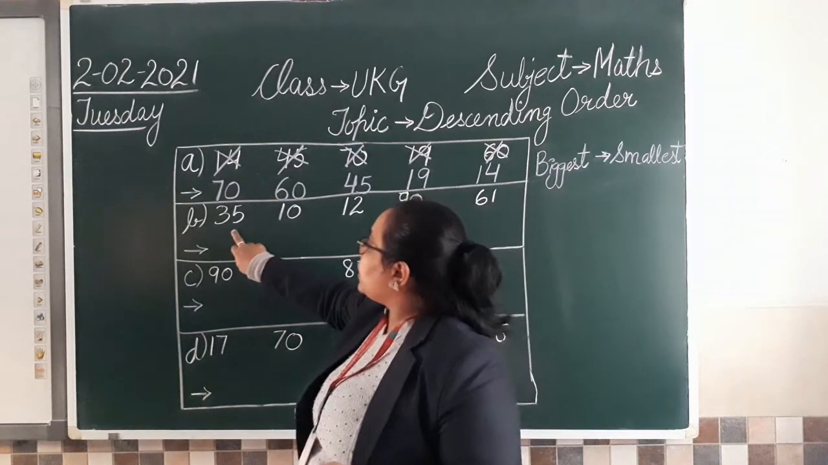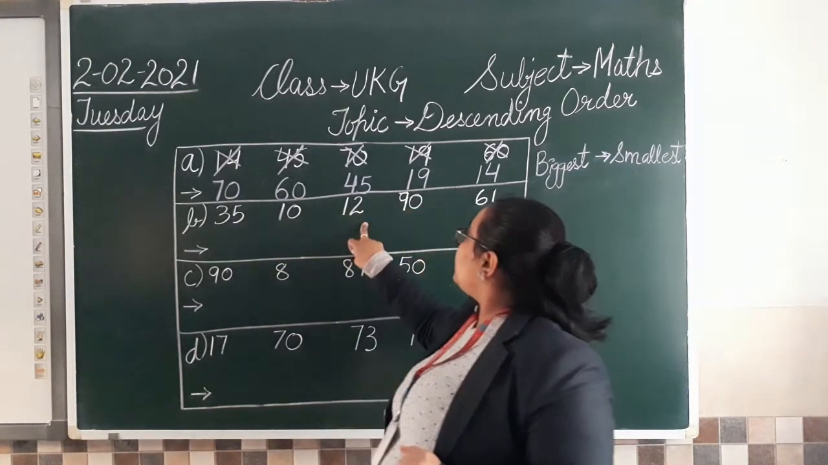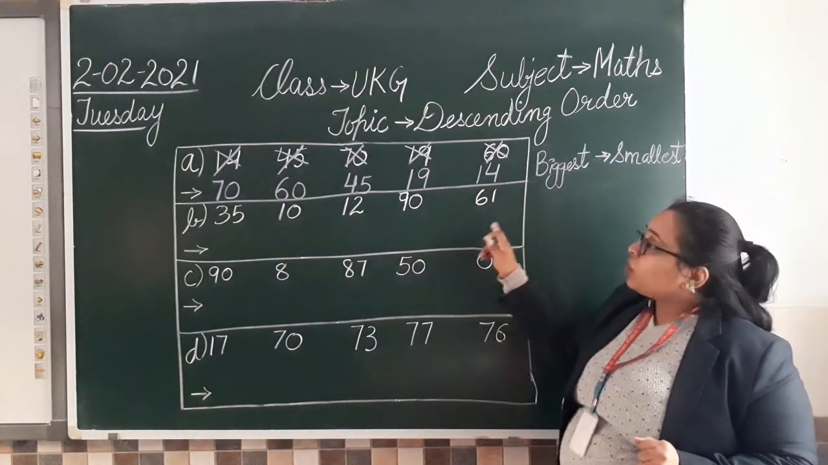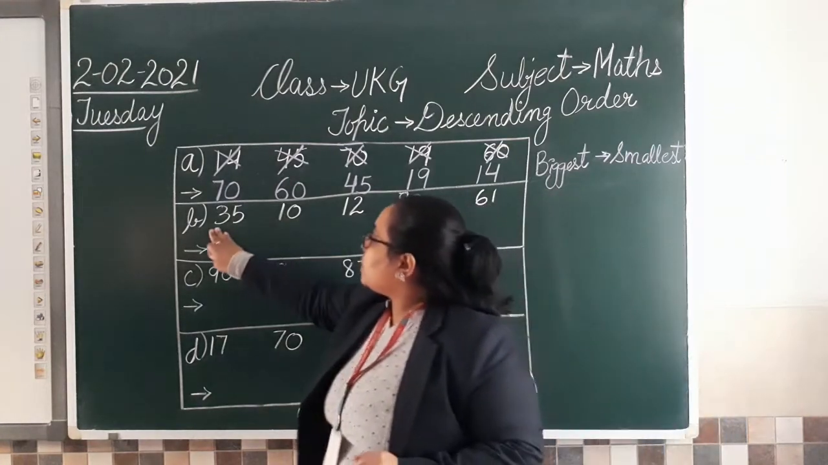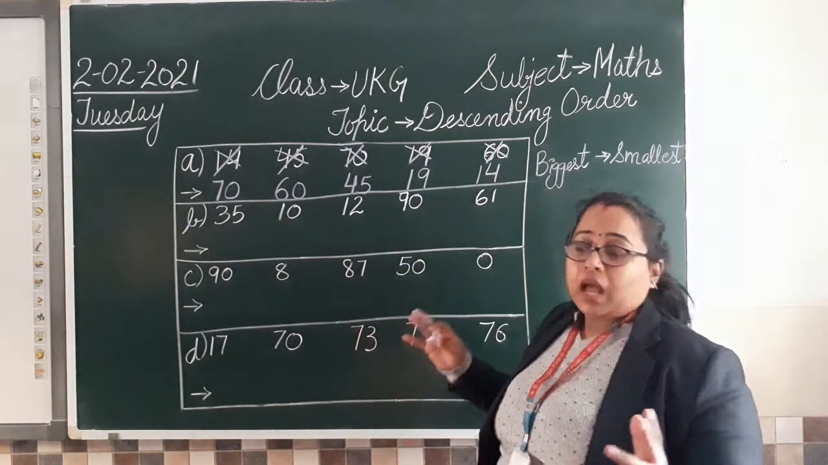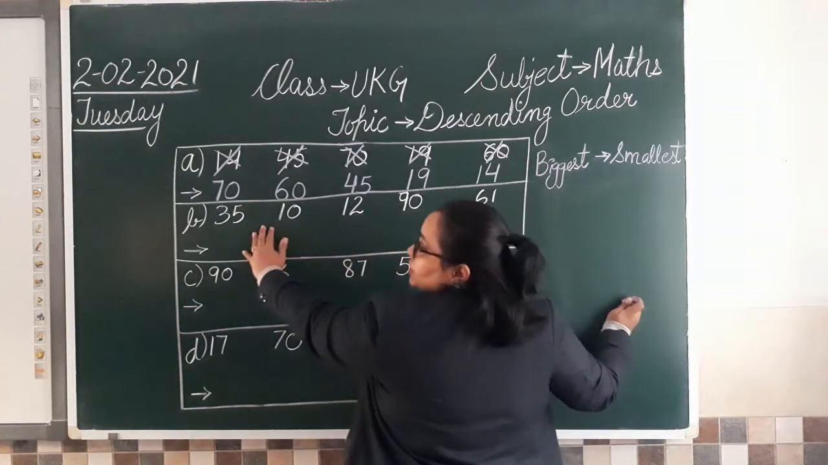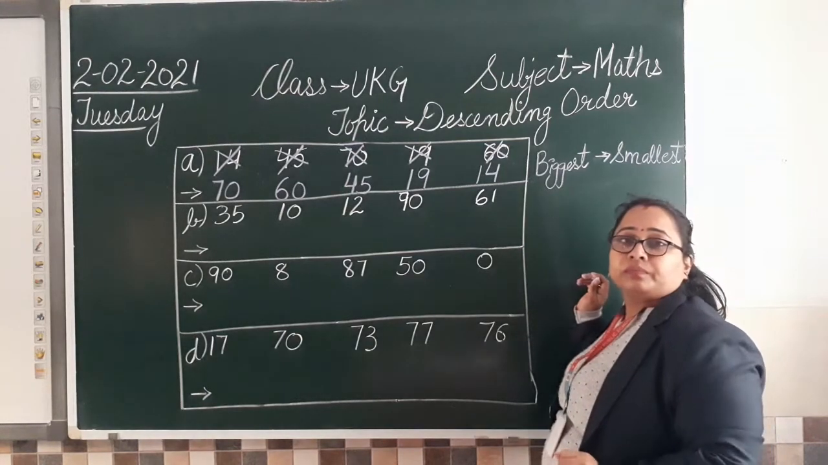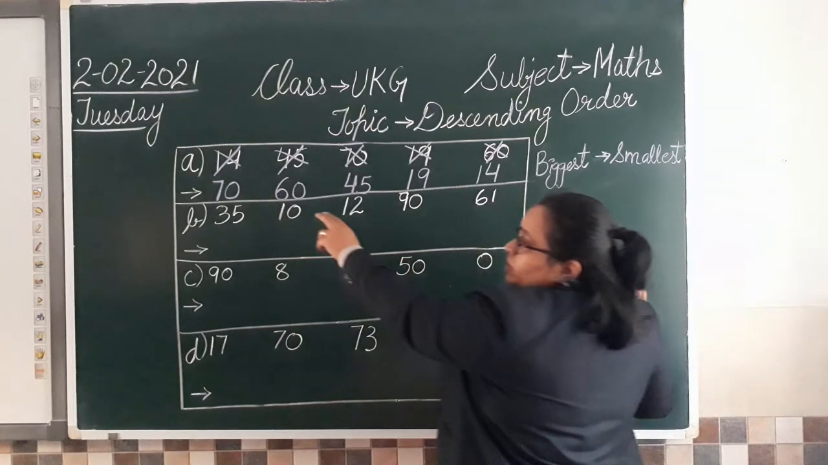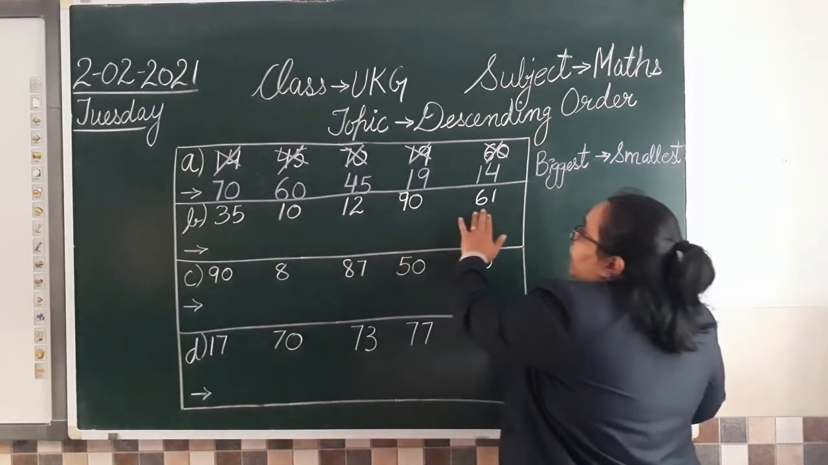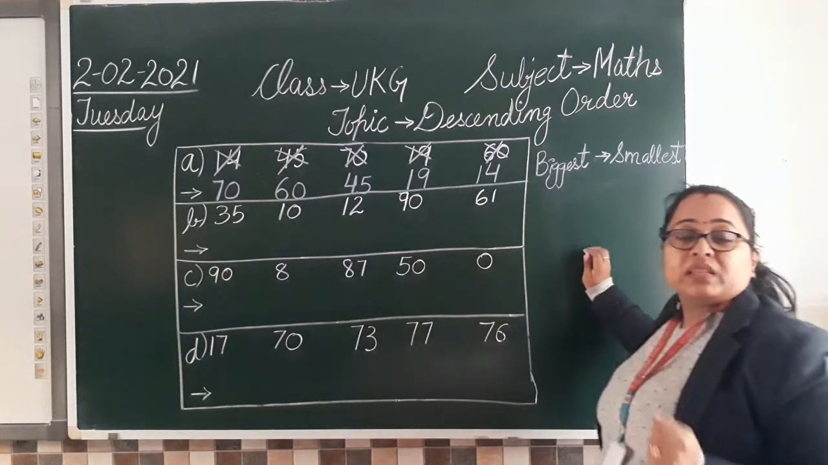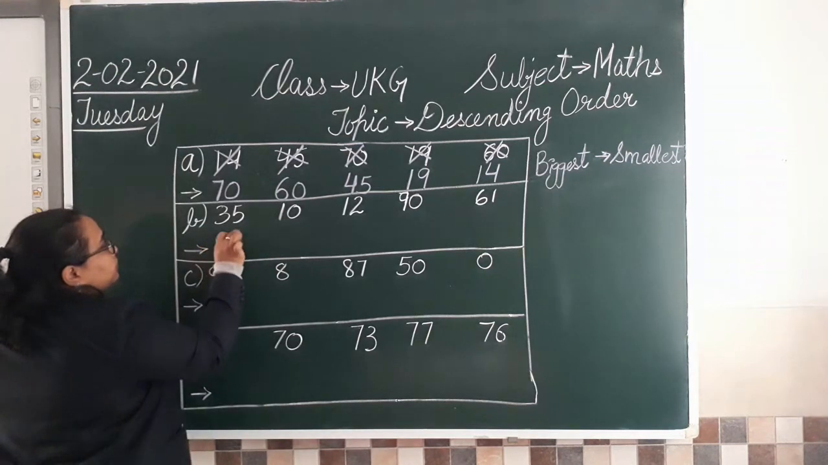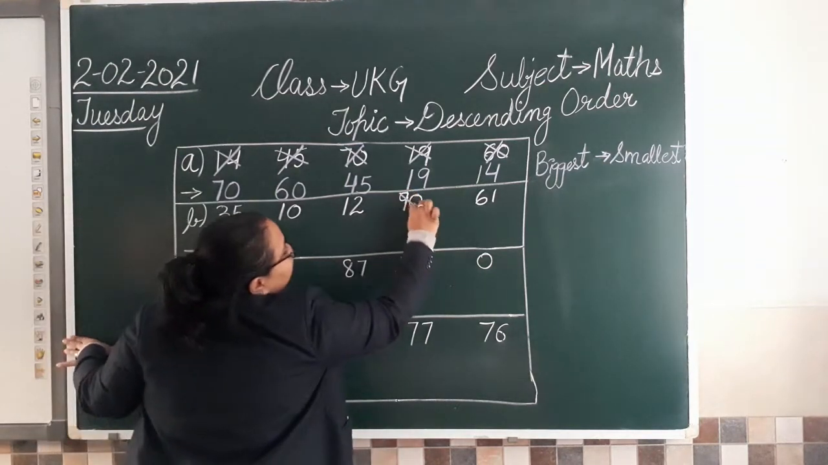Okay. Next we have 35, 10, 12, 90. So what number is this? 90 and 61. So now tell me among these numbers which is the biggest. अब ये वाले जो numbers हैं, अगर आप इन्हें ध्यान से read करेंगे, then you have to tell me which number is the biggest of all. We have 35, 10, 12, 90 and 61. So the biggest one is 90. So what we are going to do? We'll copy that 90 and cross it here.